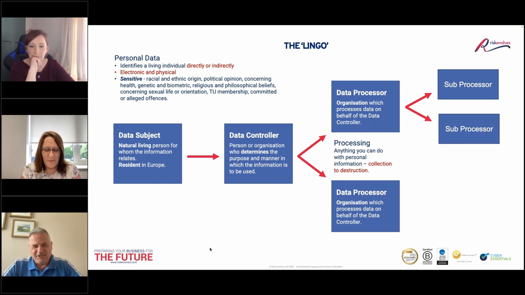I really like this diagram. Starting on the left, you've got a data subject, that's you and I. When we give our information to an organisation, GDPR principles then kick into play, those seven principles. So who do we give our data to? We give our data to a data controller. We give it to a business, and that is the data controller.